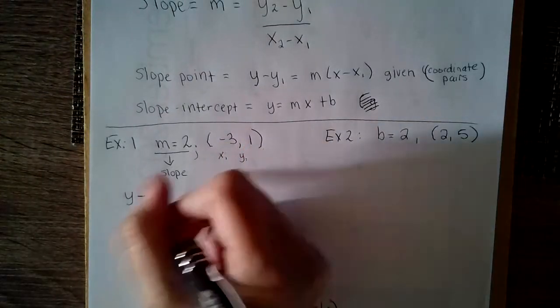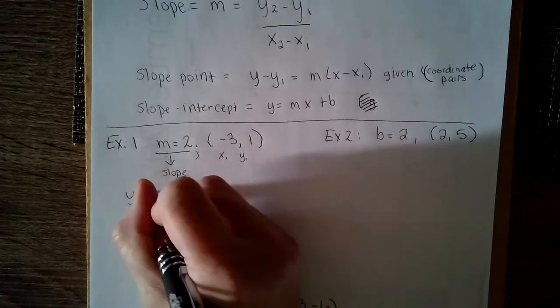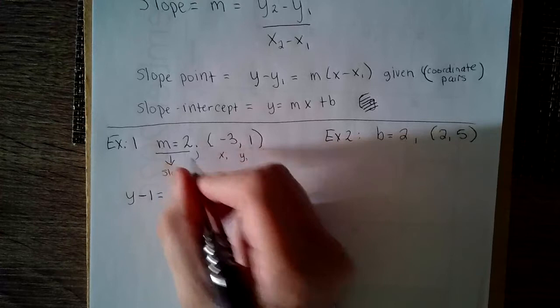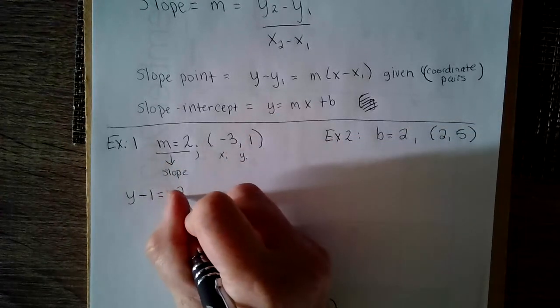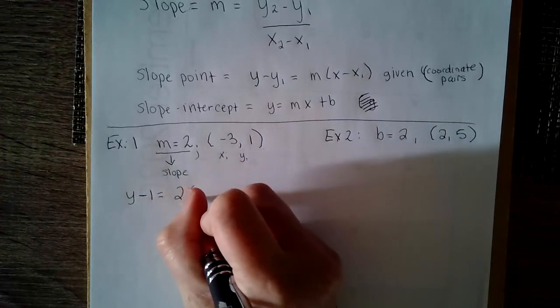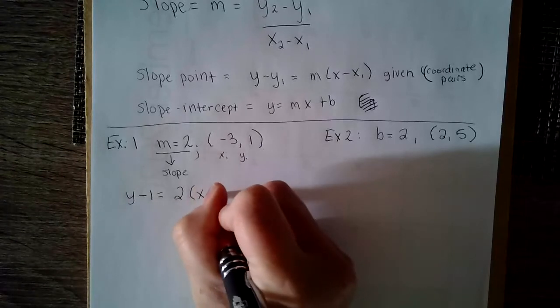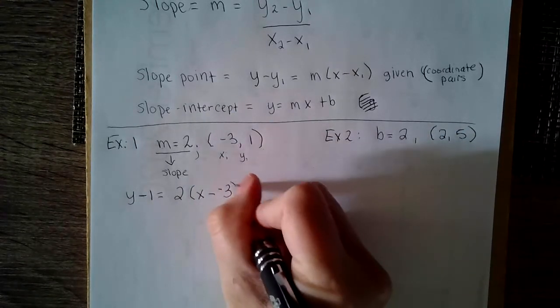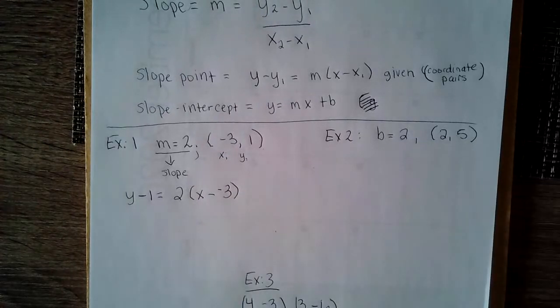And now I'm going to subtract my y1, which is 1, and I'm going to set that equal to my slope, which is 2. And it's going to be multiplied by x minus x1, which is negative 3. I'm going to give you some time to write that down.